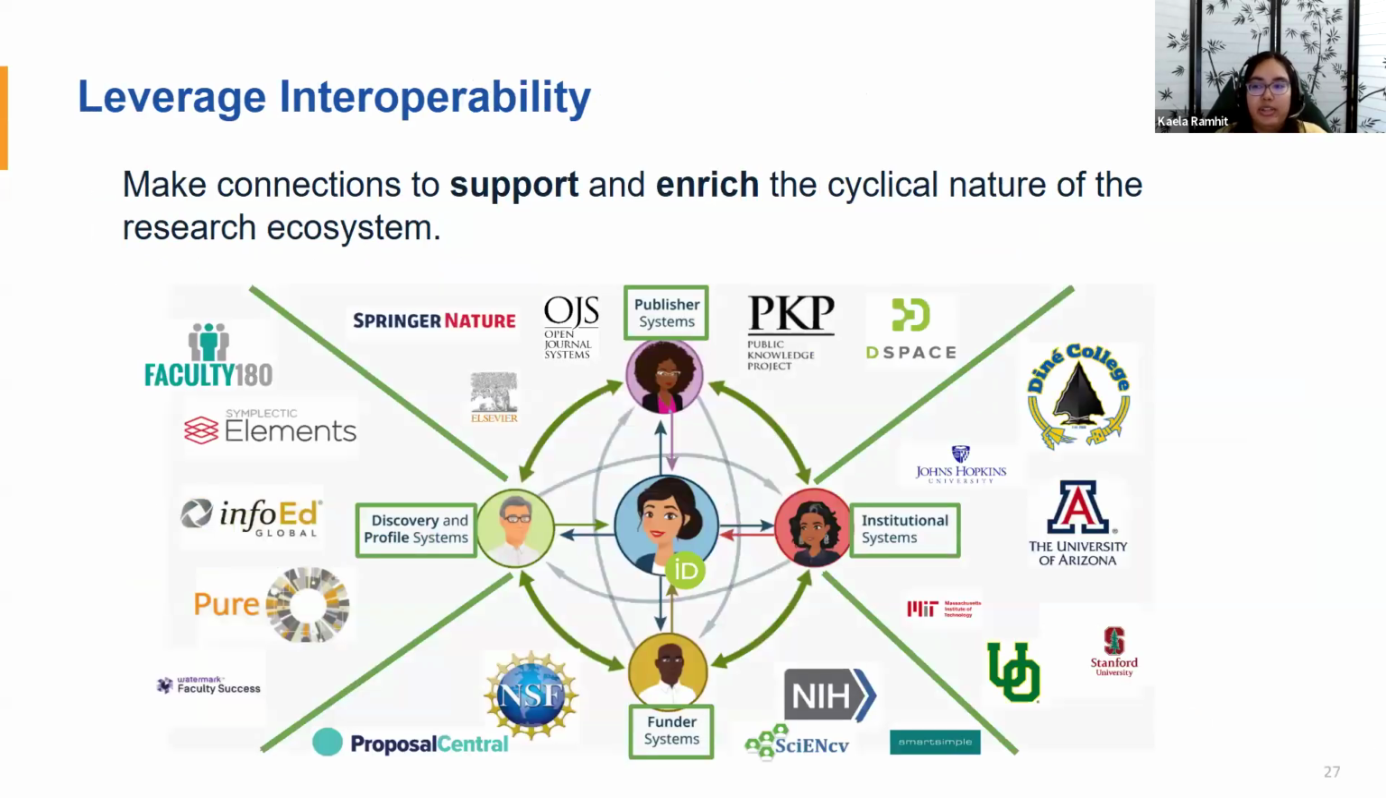And finally, an ORCID record can help leverage interoperability. An ORCID ID can make connections to support and enrich the cyclical nature of the research ecosystem. The relationships between publishers, funders, employers, and researchers can all benefit from the connections made by using ORCID. This is also true of the different systems that each member of the research ecosystem uses. Using these different systems in conjunction with ORCID can help make processes between funders, publishers, employers, and researchers easier and more trustworthy.